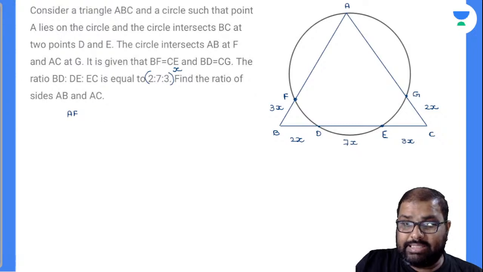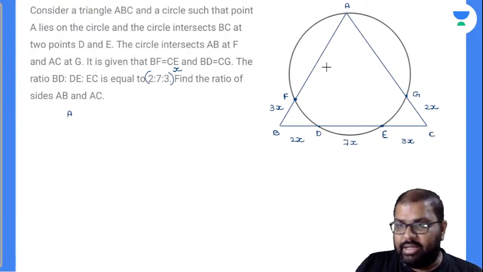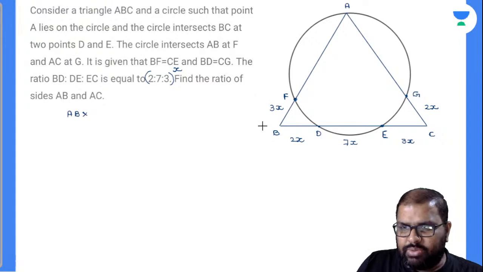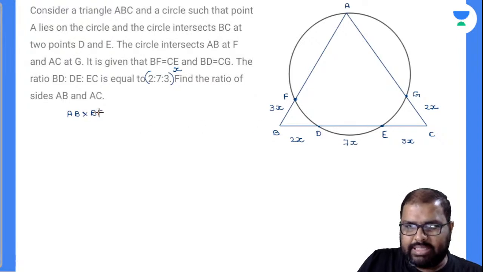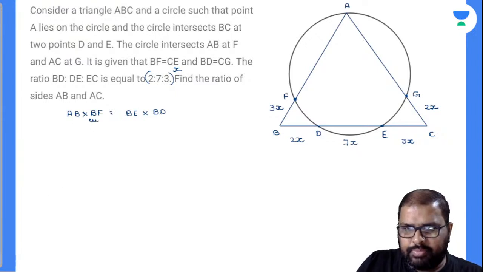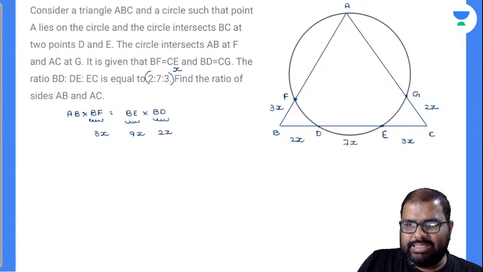Now see, they are meeting externally. I wrote it for internally. So see here, AB is a secant because it is meeting the circle at 2 points. BE is a secant and they are meeting externally. So AB line segment into the part which is outside the circle, BF, exactly is equal to BE into BD, where BD is the part which is outside the circle. Now how much is the BF value? It is 3x. How much is the BE value? 2x plus 7x is 9x, into how much is the BD value? The BD value is 2x. Now this is 18x here.